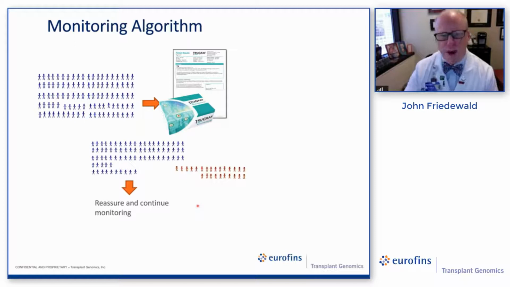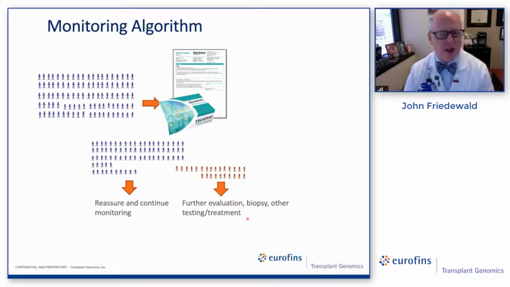Then you can take the smaller group of patients, which is more manageable, and say, you've got an abnormal test result. We probably should do further evaluation, whether that's a biopsy or other testing or treatment, such as adjustment of baseline immunosuppression. But at least you can focus your efforts on patients who need more of your attention, and reassure those that are doing well.